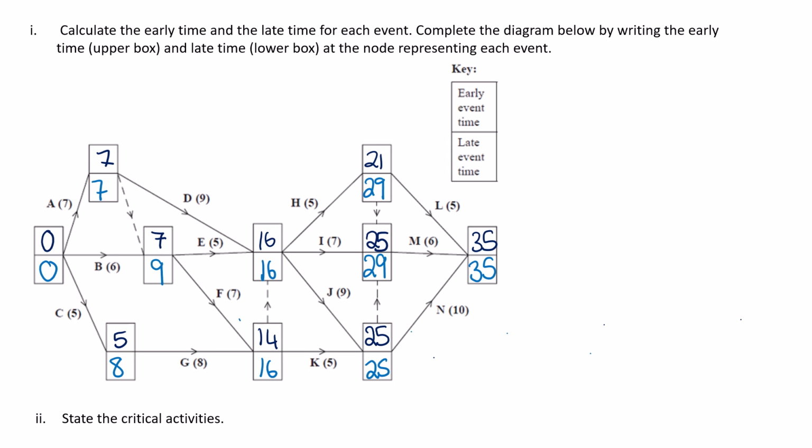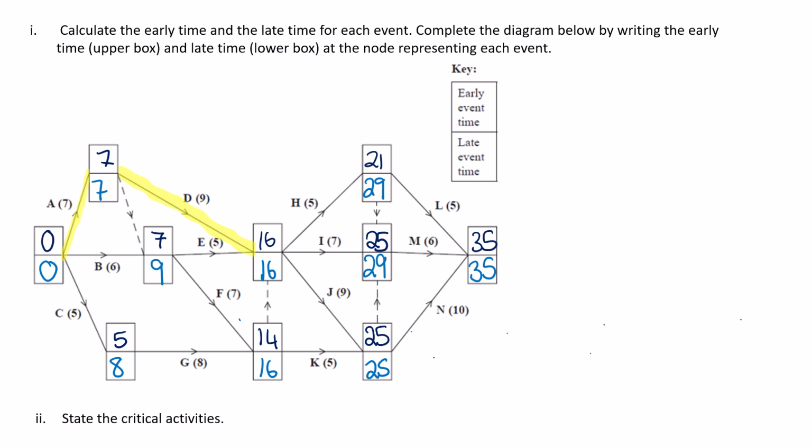So part 2 then asks us to state the critical activity. So let's look at it. Any activity between nodes where the early and late time is the same, we need to check. So A starts at 0 and goes on for 7, ends at 7. That is critical. D starts at 7, lasts 9, gets to 16. That is critical. H is not critical because 21, 29.